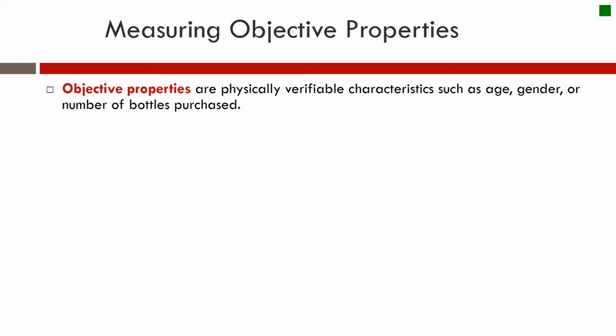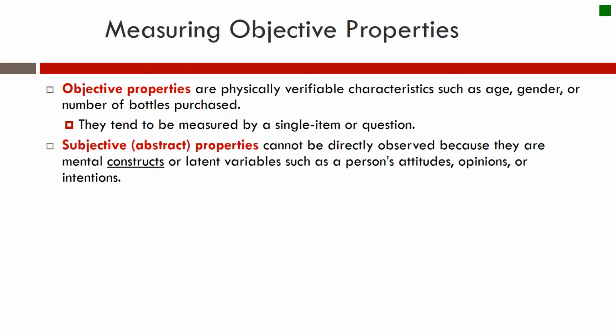So moving forward, I mentioned objective properties. Objective properties, again, are ones that are physically verifiable. They tend to be very easy to measure. They usually use a single item on a questionnaire or a single question. So a lot of demographic variables are objective variables. Purchase behavior is sometimes an objective property. And we use objective properties quite a bit. They're easy to measure.